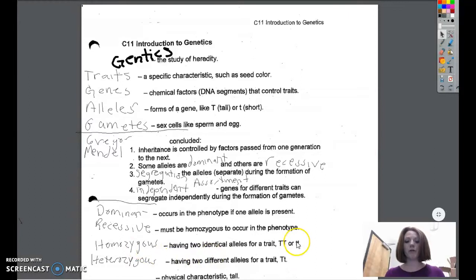t's. And so when we have two little t's, we call that homozygous. If we have two big T's, we call that homozygous. And if we have something that is different, so a big T, little t, or any other letter in the alphabet, we call that heterozygous. So dominant, recessive, homozygous, heterozygous.